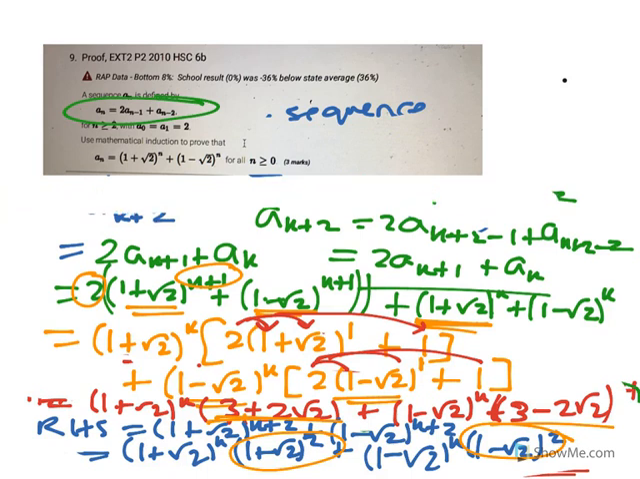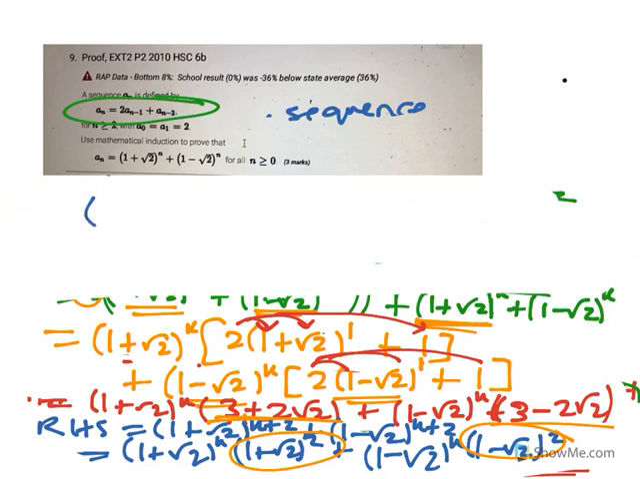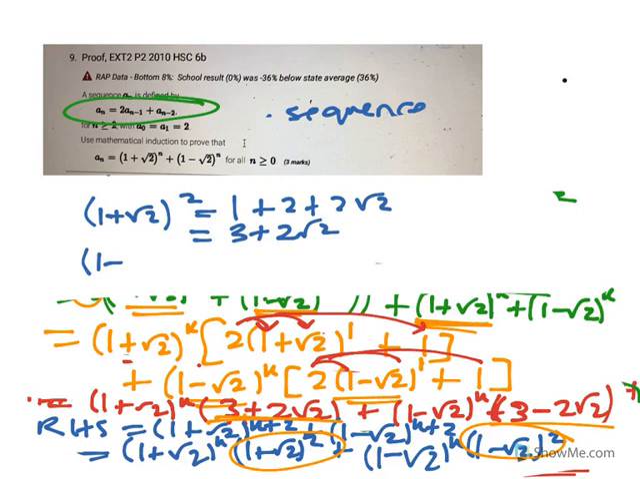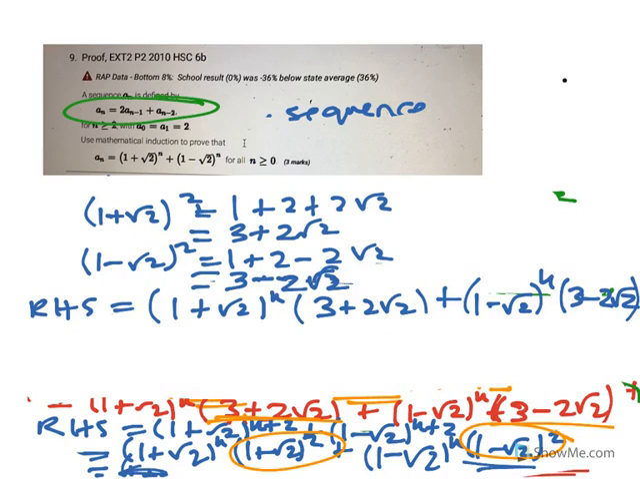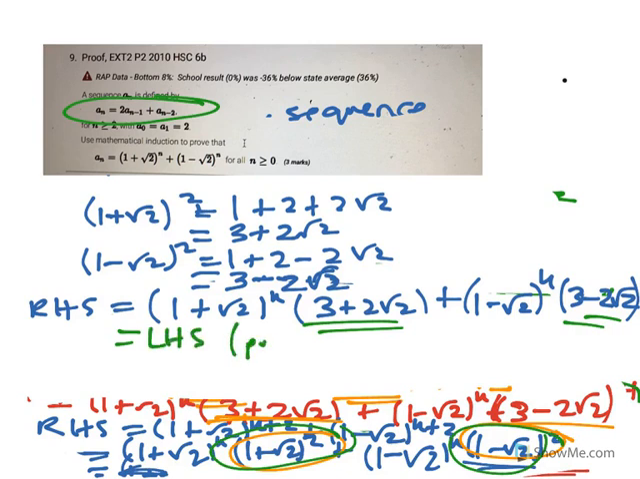So let's just take that. Let's take the (1 plus root 2) squared. You get 1 plus 2 plus 2 root 2, which is 3 plus 2 root 2. And (1 minus root 2) squared is 1 plus 2 minus 2 root 2, which is 3 minus 2 root 2. So you do get the same thing when you expand that, and then it will equal the left-hand side. Okay, so that means that these can be replaced with this, and then that equals the left-hand side, then you prove them.